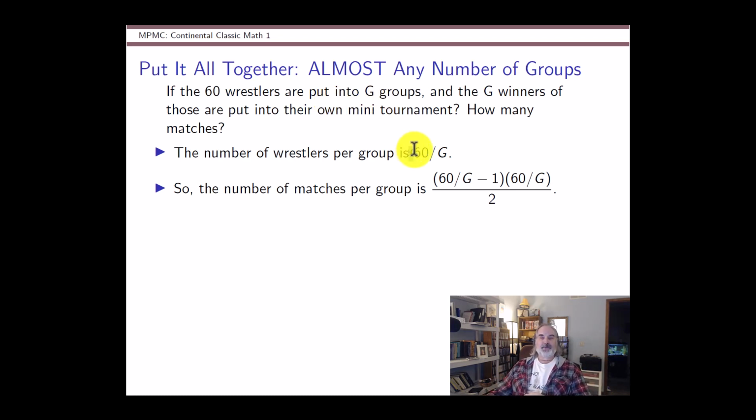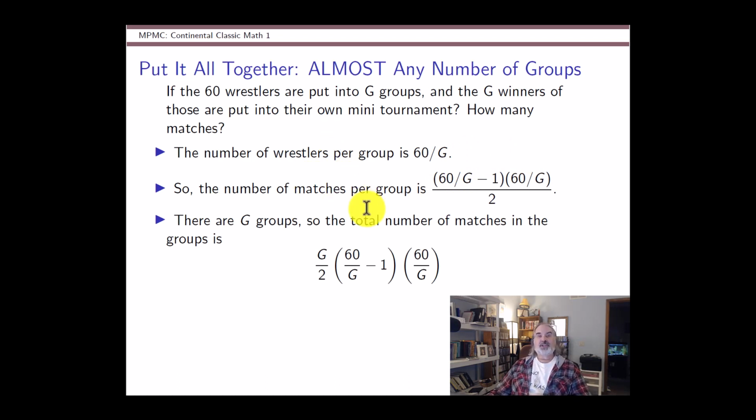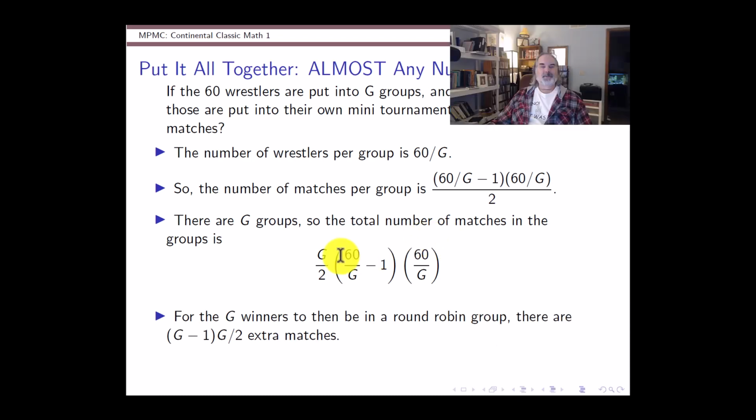So the number of wrestlers is now 60 divided by G. So that number minus 1 times that number, all divided by 2. That's how many matches per group. But there are G groups. Okay, so I've cleaned this up a bit. It's this expression right here, just kind of accordioned out a bit. The 1/2 is yanked out to the front, and I'm multiplying by the number of groups, right? So this number times G, and then some cosmetic cleanup. That gets us this mess right here. That's the number of matches altogether in all the groups, okay?